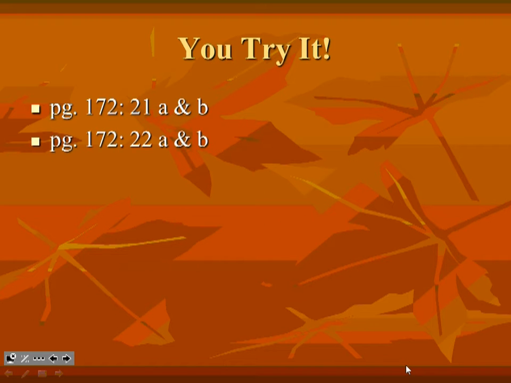All right, so let's see if we can try one with a different set of data. So turn to page 172. Look at number 21 on page 172.